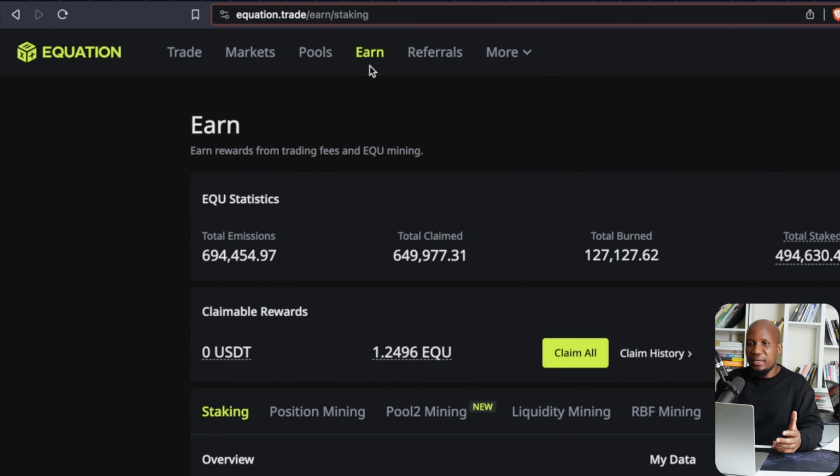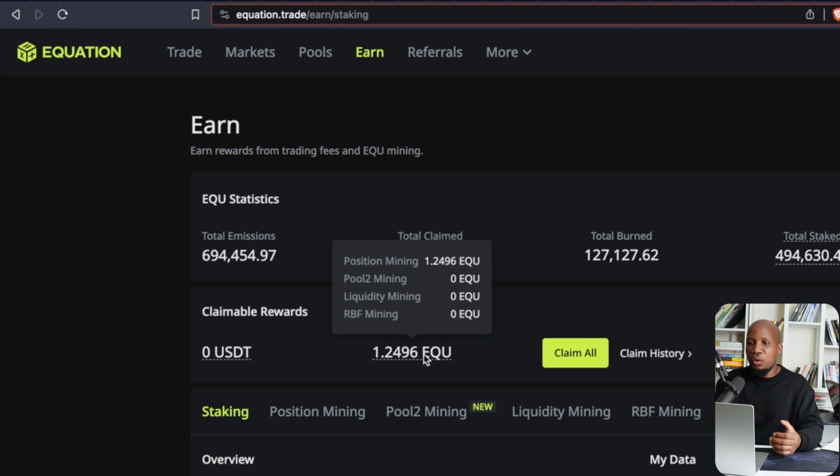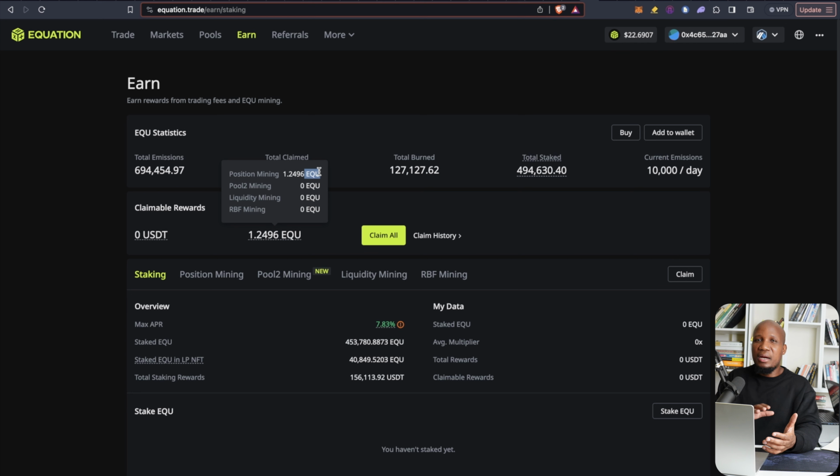Now when you come to the earn tab here on top, you can see that we have since accumulated 1.24 EQU. Now EQU is their own native token, and this token at the peak was around $50, and now is trading around about $25 to $30. So you can see that within the past 24 hours we have accumulated just about $25 to $30 by us holding a position with a margin of $1,000.